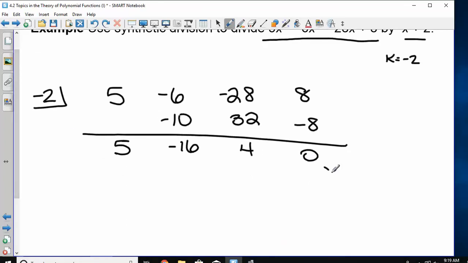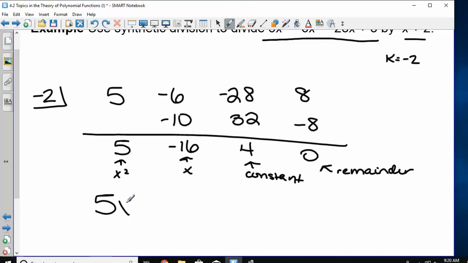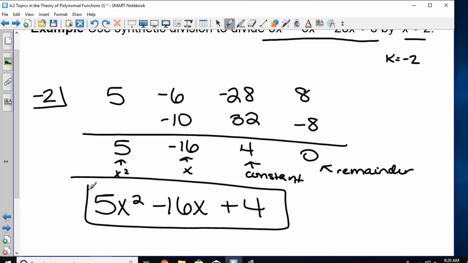In this, the last number always represents the remainder. Then you have your constant. It's just then increasing power. So this would be an x and an x squared. So the answer to my division is 5x squared minus 16x plus 4. And I don't have a remainder, so I don't have to include that.